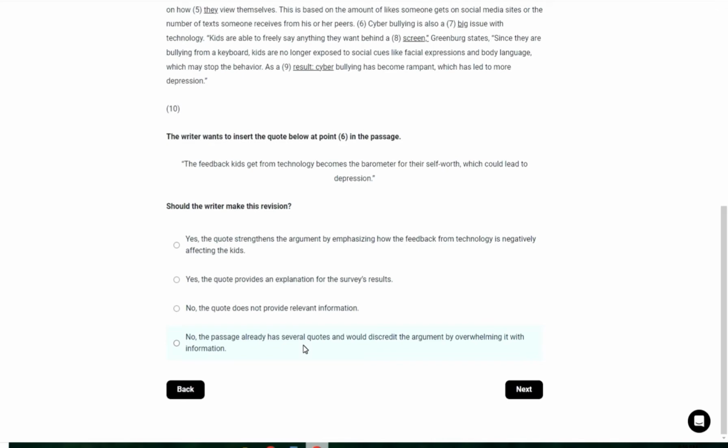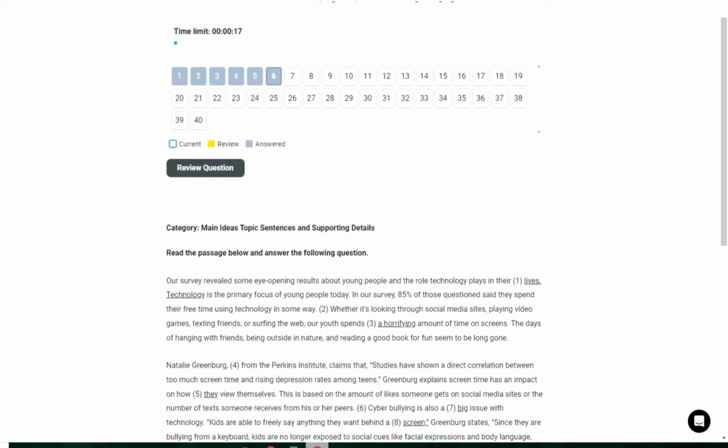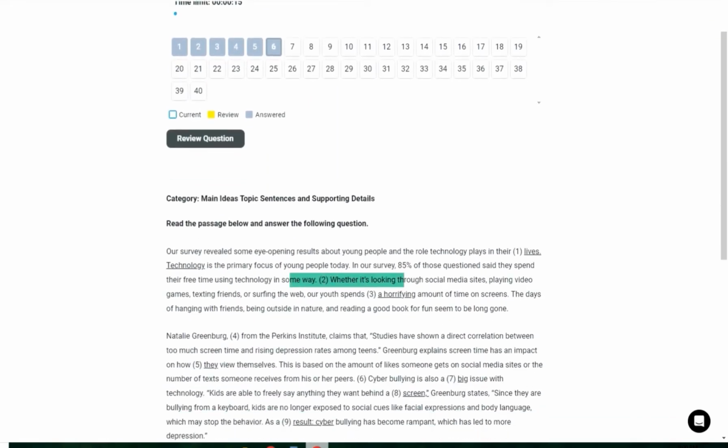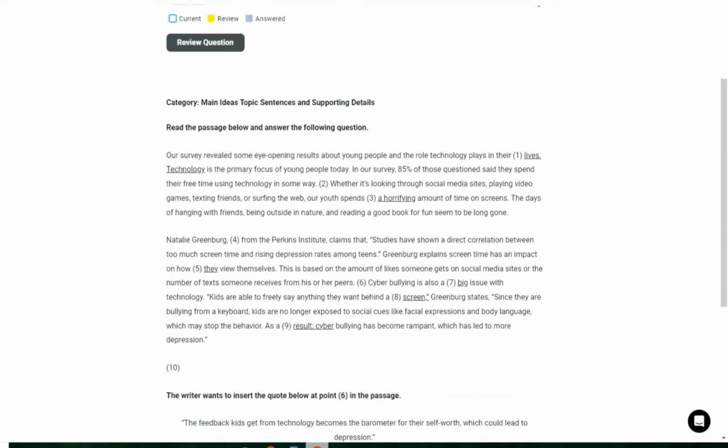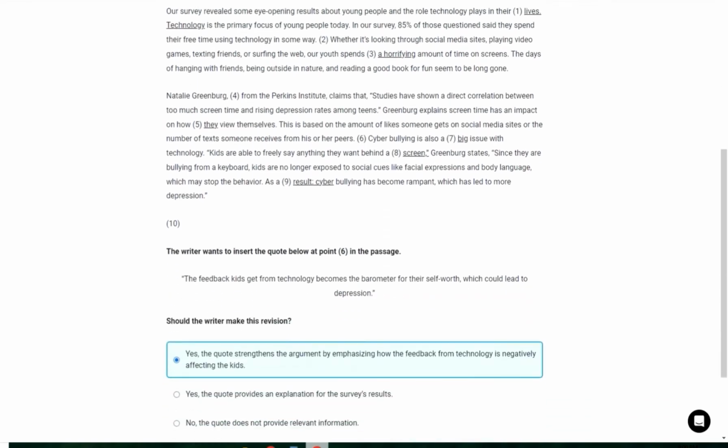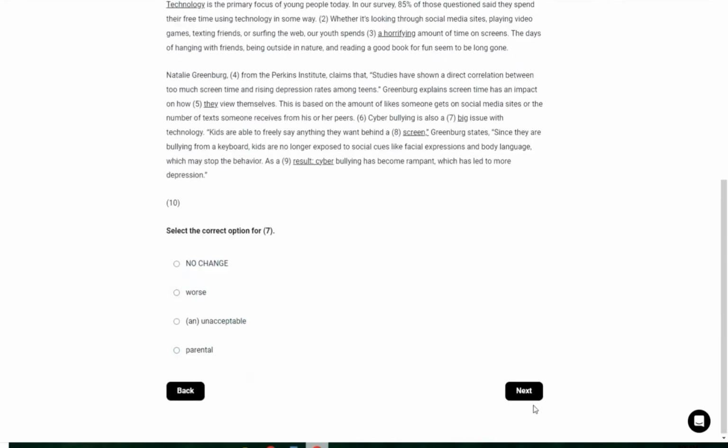And so let's look at the first one. Yes, the quote strengthens the argument by emphasizing how the feedback from technology is negatively affecting the kids. Now, right away, that looks like exactly what we just talked about, and you should be going through this in your own head when you're doing this on your own, and reading through it. Does this make sense? Let's look at the second one. Yes, the quote provides an explanation for the survey's results. Now, the survey that we took that was relevant was in the first paragraph, and it doesn't really have too much to do with this specific idea, so that one would not make sense.